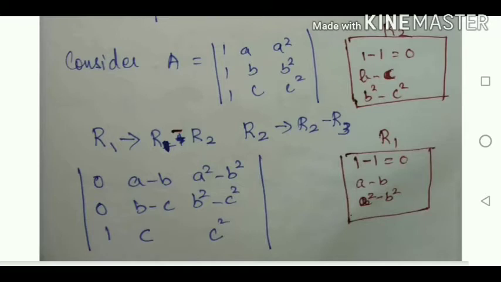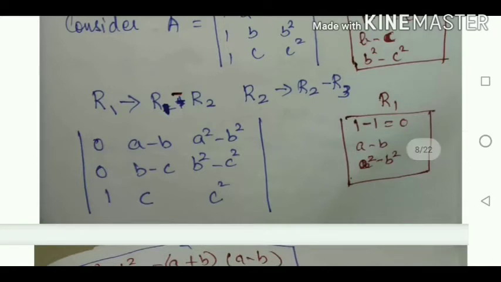Likewise, the second row is given as second row minus third row. From the second row, you are subtracting the third row. So 1 b square, 1 minus 1, 0, then b minus c, then b square minus c square. There is no change in the third row.